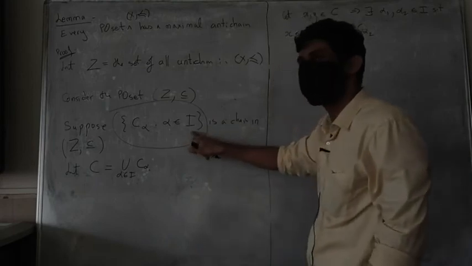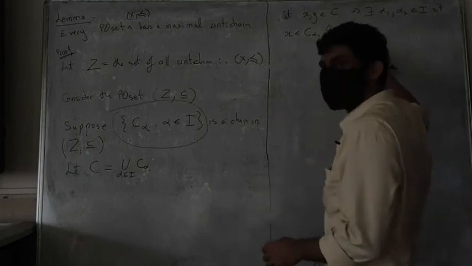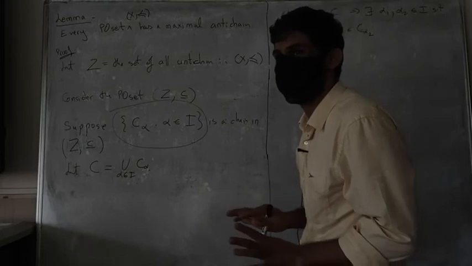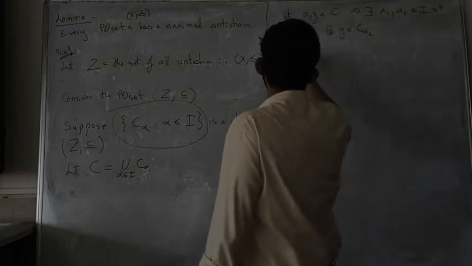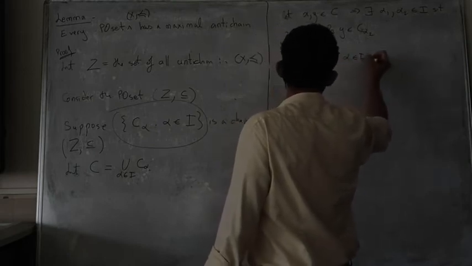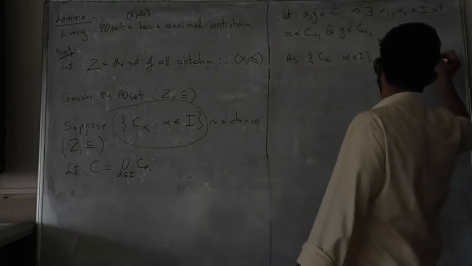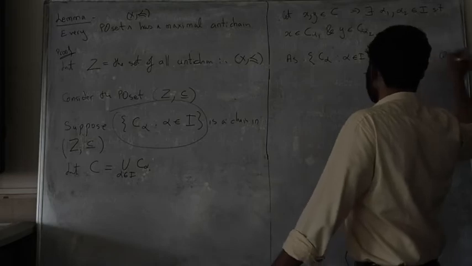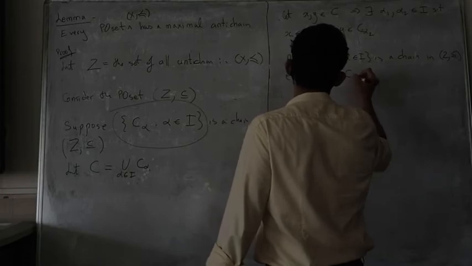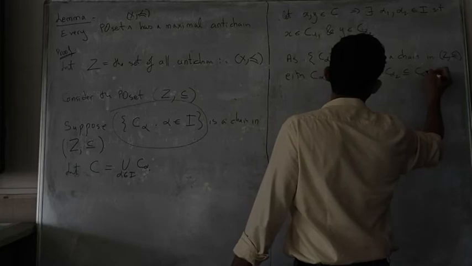What is this? A chain, right? So either C alpha 1 will be contained in C alpha 2 or C alpha 2 will be contained in C alpha 1. Okay, so as C alpha with alpha in I is a chain in Z with containment, either C alpha 1 would be contained in C alpha 2 or C alpha 2 would be contained in C alpha 1.